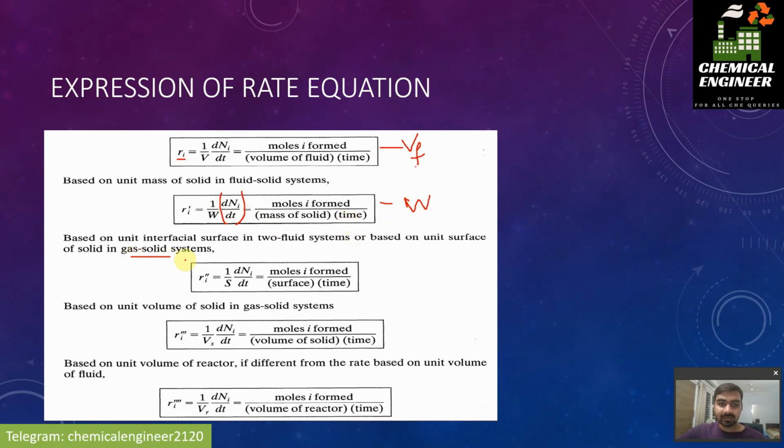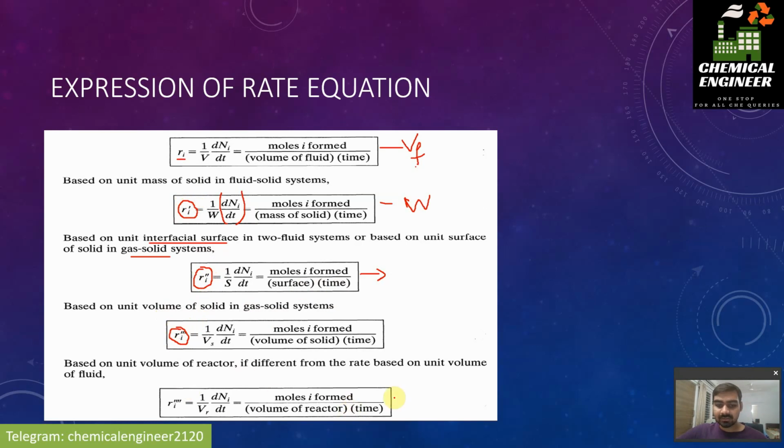Now for a gas-solid system, if there is mass transfer taking place on a surface, we will take a surface: moles per surface per time. Pretty simple. For mass, we denote it by R dash. For surface we define it by R double dash, and for volume of solid in a solid-gas system we define it by R triple dash.